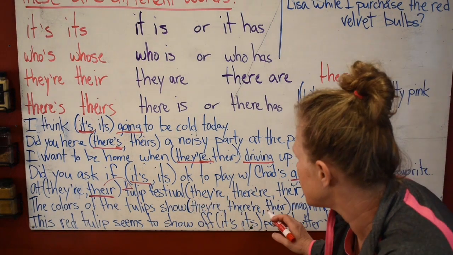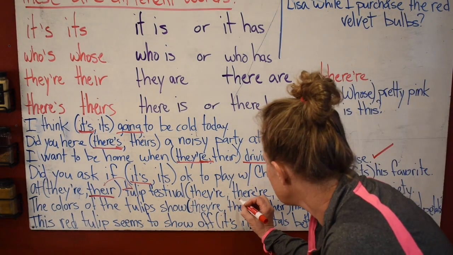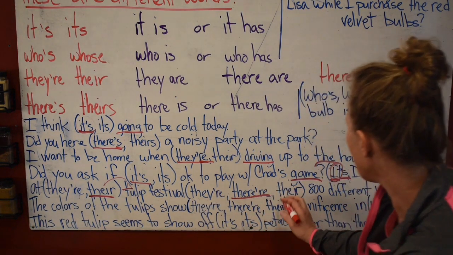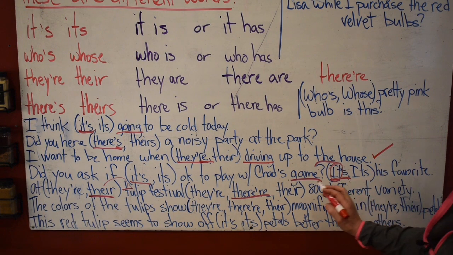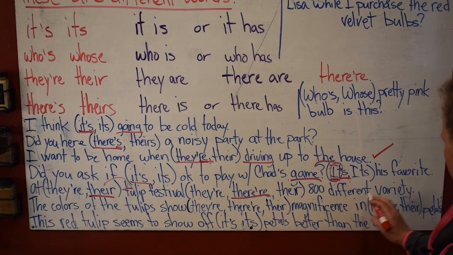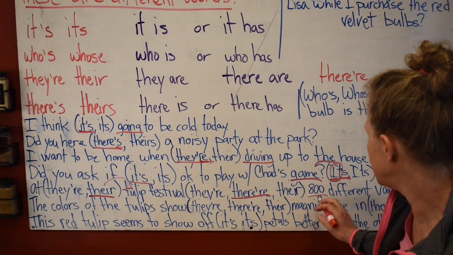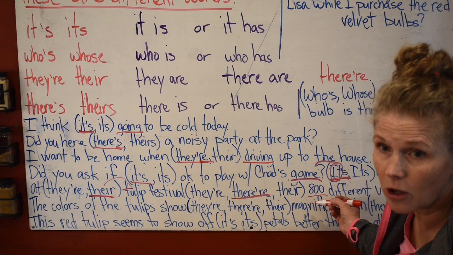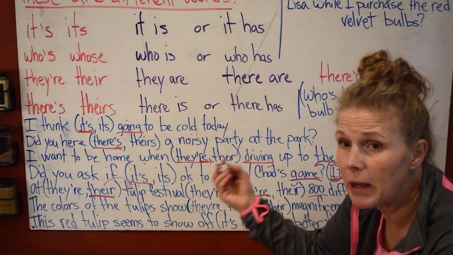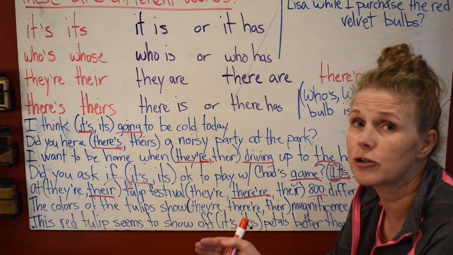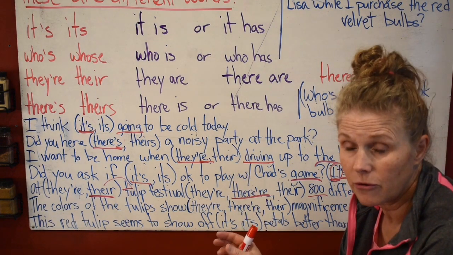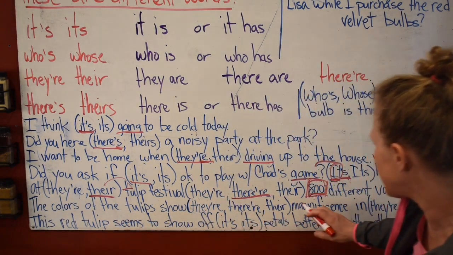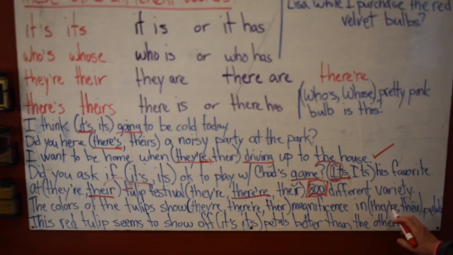So what about this one? Second one. This one right here? Yeah. T-H-E-R-E, it stands for there are 800 different. If we are using that as ordinal numbers, are we going to spell it out? No. We do not spell out ordinal numbers after 9th. We write them out. The colors of the tulips show their magnificence in their petals.